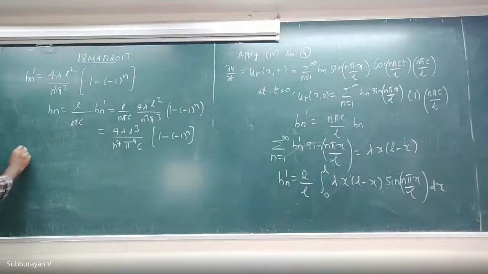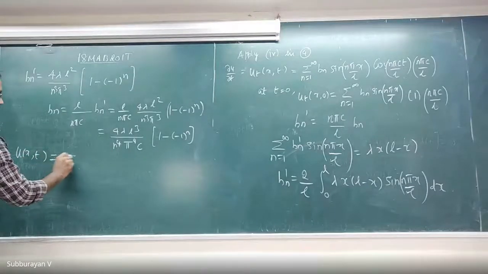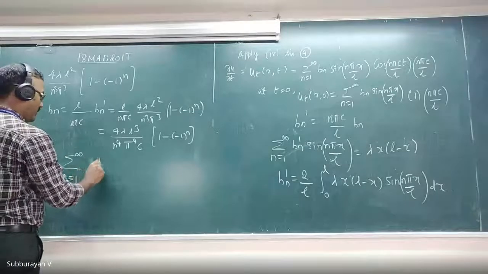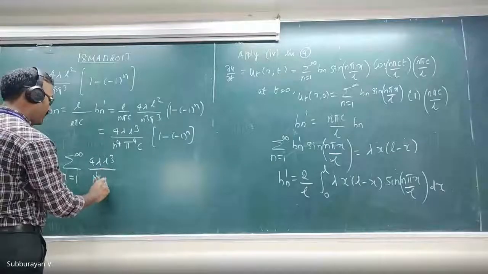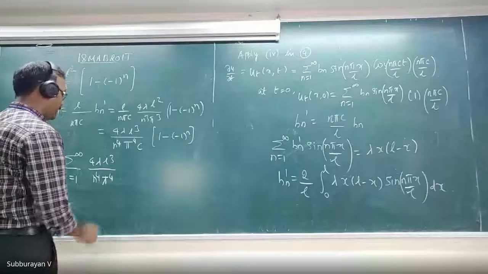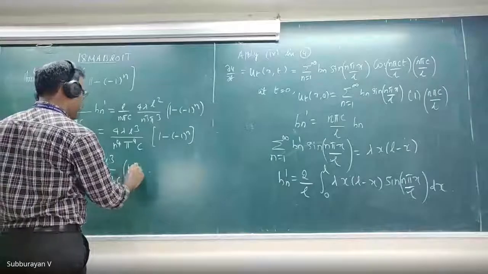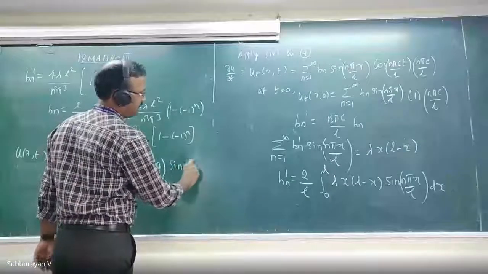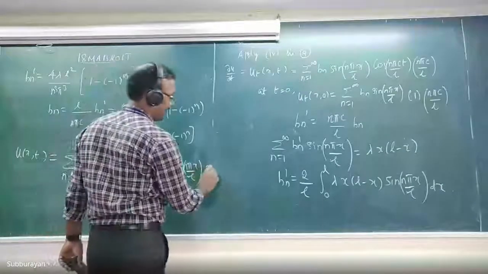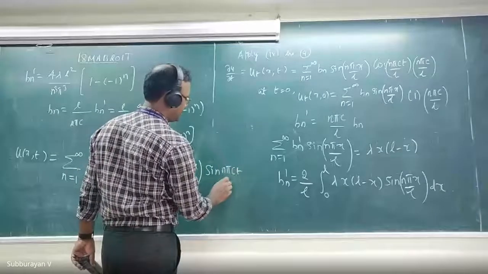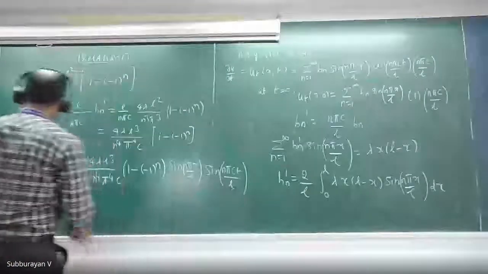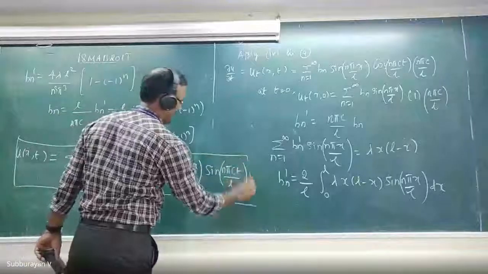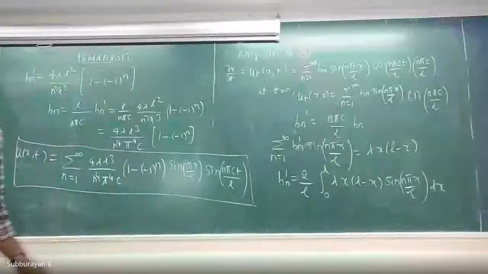Therefore our u of x comma t is equal to summation n equal to 1 to infinity, 4 lambda L cube divided by n power 4 pi power 4 into c into 1 minus of minus 1 whole power n into sin(n pi x by L) into sin(n pi ct divided by L). See, this is the required series solution for the above problem.